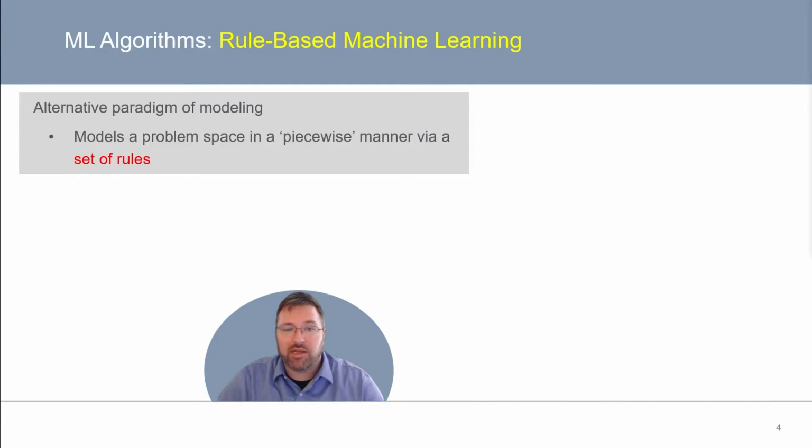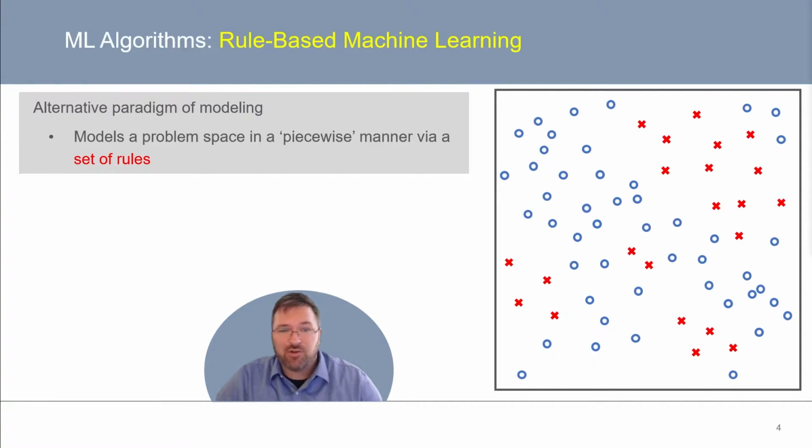Rule-based machine learning is in many ways an alternative paradigm of modeling, where the problem space is modeled in a piecewise manner. Each piece of the model in this case is made up of individual rules, and the model as a whole is a rule set. To visualize this, here on the right we have some data points in a dataset, each with either class X or class O, and we want to generate a model that correctly classifies instances.